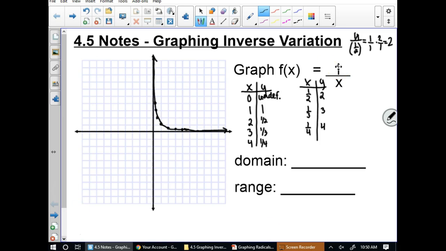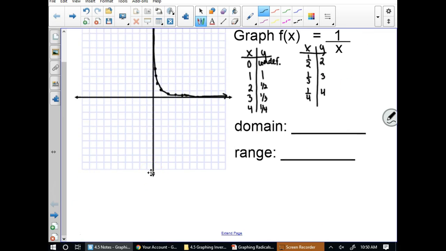Right-hand side of the graph. Let's consider now what happens if we plug in negative numbers. If we plug in -1, we'll get -1. And if I plug in -2, I get -1/2. So -2, -1/2 would be right here. And -3 is going to be -1/3, which would be about here.